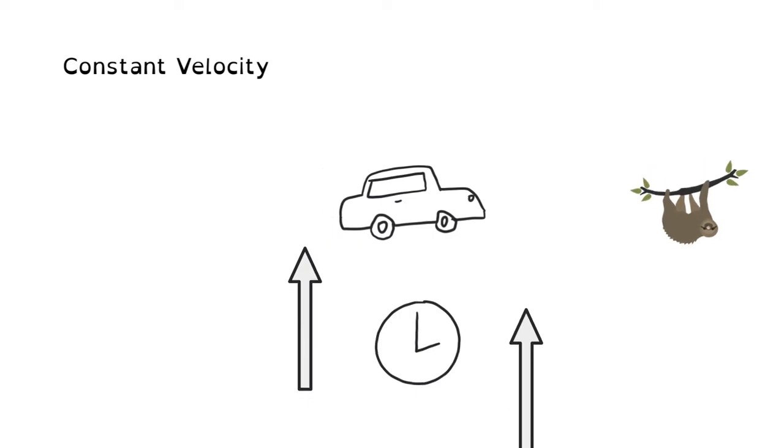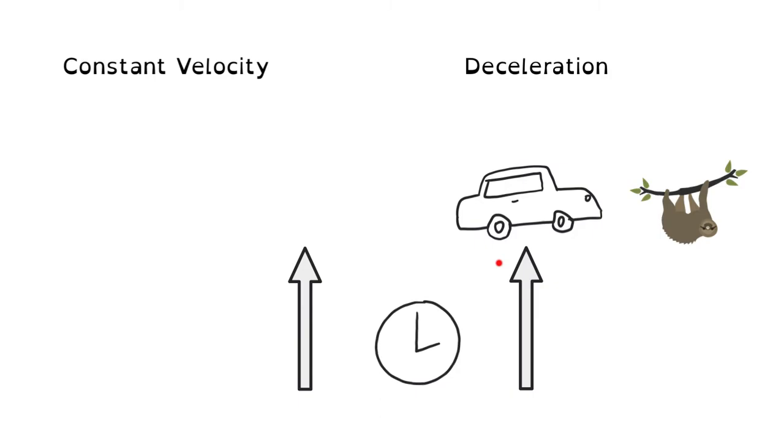decelerate. The distance travelled between here and here is the thinking distance, and that's the distance travelled whilst you're thinking to stop between when you see the stimulus of the sloth falling out of the tree and when you press the brake pedal in order to decelerate, slow down, and eventually stop.